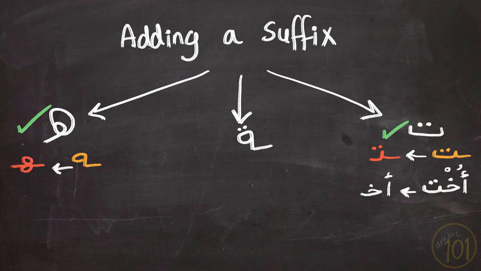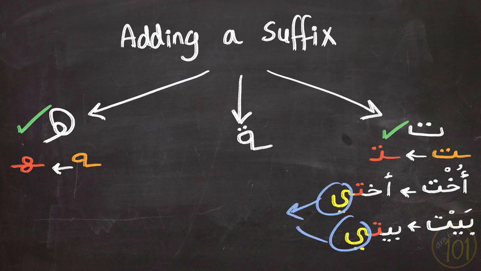أخت، أختي، بيت، بيتي. Of course, the addition of ya at the end of nouns equals adding the word my. So أخت means sister, أختي means my sister. And as you can see, the changes are very minimal because the ta turns from the last position to the middle position. Let's see how this works with the ha.